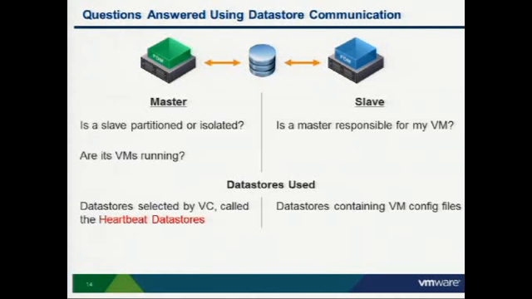Now let's look at a slave. An isolated slave uses a data store to improve the isolation response. So when an isolated slave is deciding whether to power off a VM, it's going to check to see whether there's a master in the cluster that is taking responsibility for the VM. And it does that by looking at the data store that contains a configuration file for that VM. And we'll see how this comes into play when we talk about the isolation response.